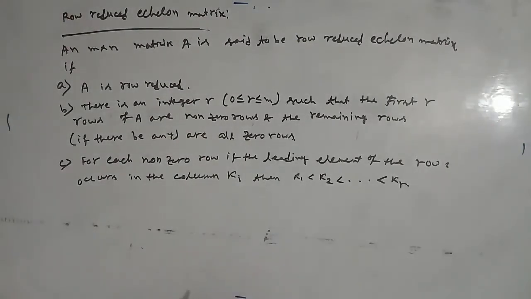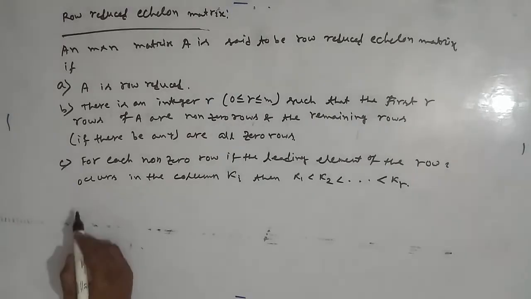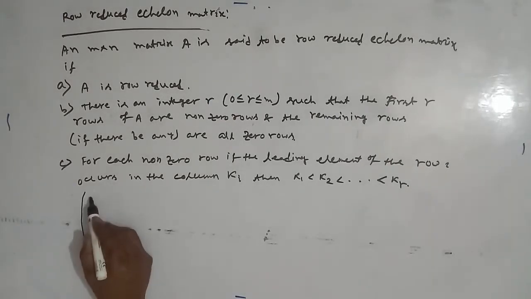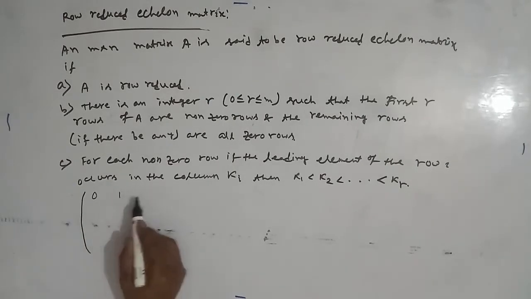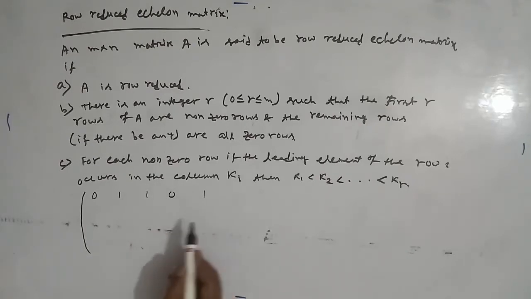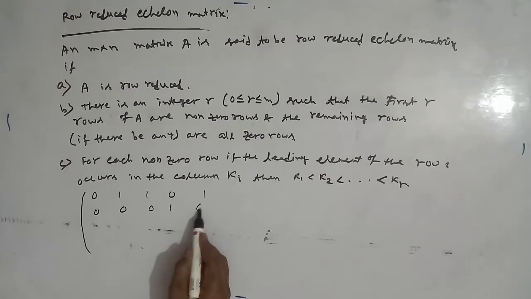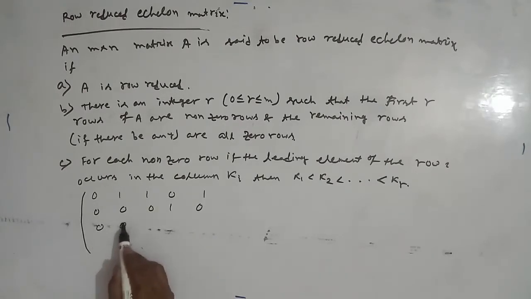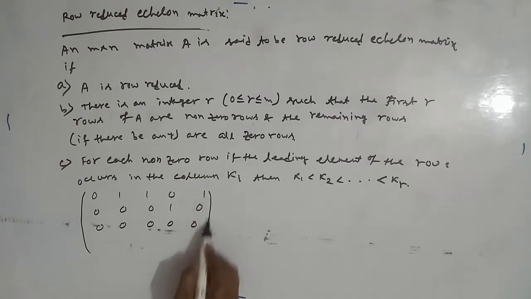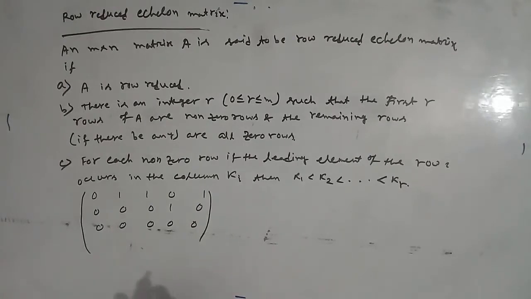So there are 3 conditions. I'll give you some examples, then it will be easier to understand. First example, I'll give you a matrix 0 1 1 0 1, 0 0 0 1 0, 0 0 0 0 0. Okay, first condition, A must be row reduced.